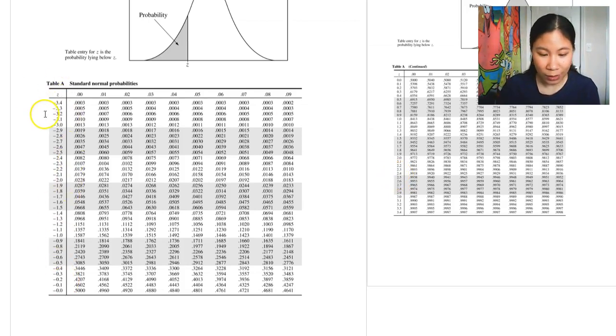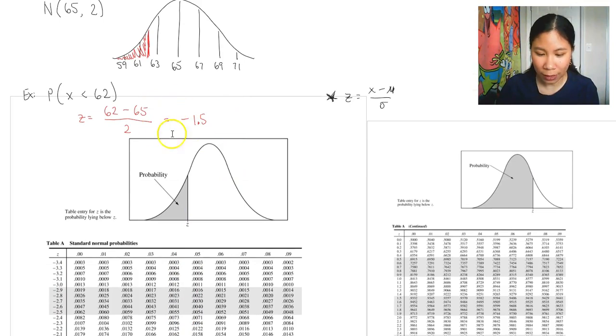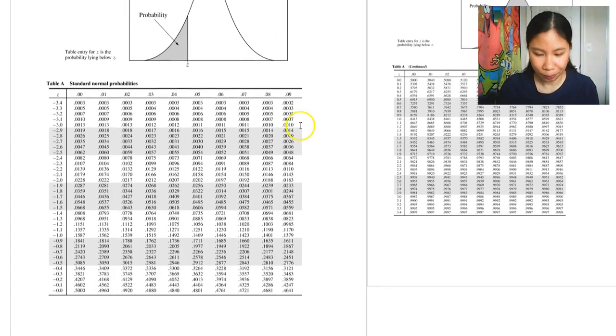On the first page with negative z-scores, because we calculated ours to be negative 1.5, if we're looking for a z-score of negative 1.5 on our chart, then we are going to go down the z-score column until we see negative 1.5 here.